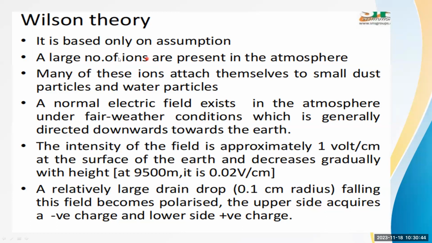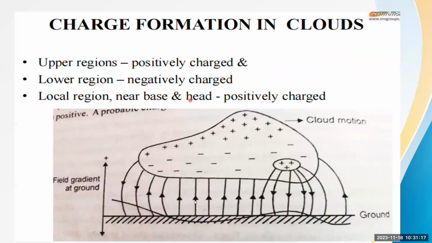According to Wilson's theory, a large number of ions are present in the atmosphere, and many of these ions attach themselves to small dust particles and water particles. According to this theory, the first assumption is that a normal electric field, called the field gradient, exists in the atmosphere under fair weather conditions, generally directed downwards towards the earth. This field gradient is present between the cloud and the ground.